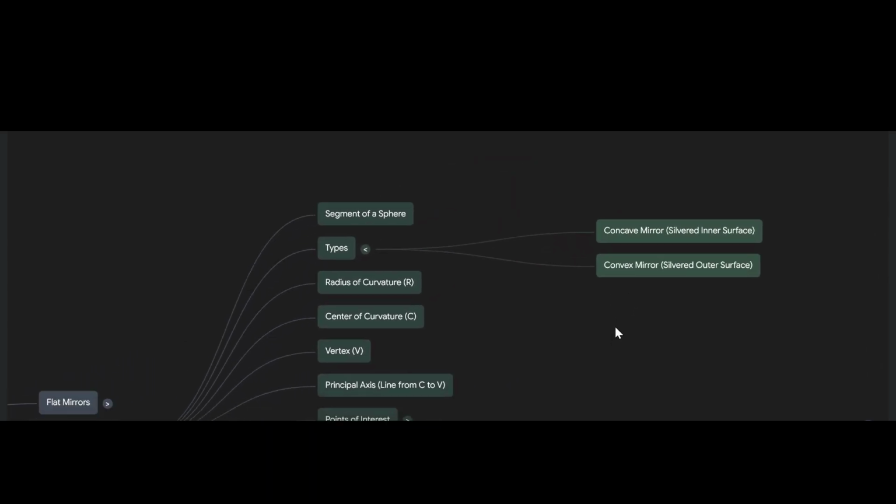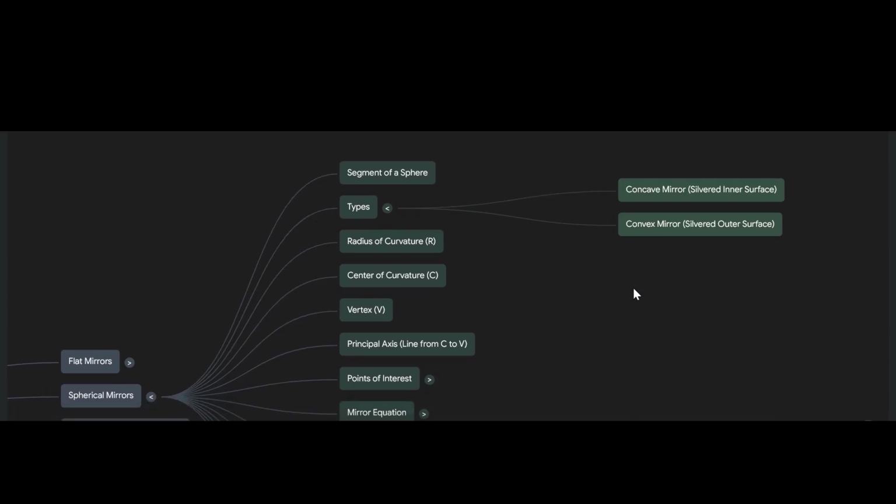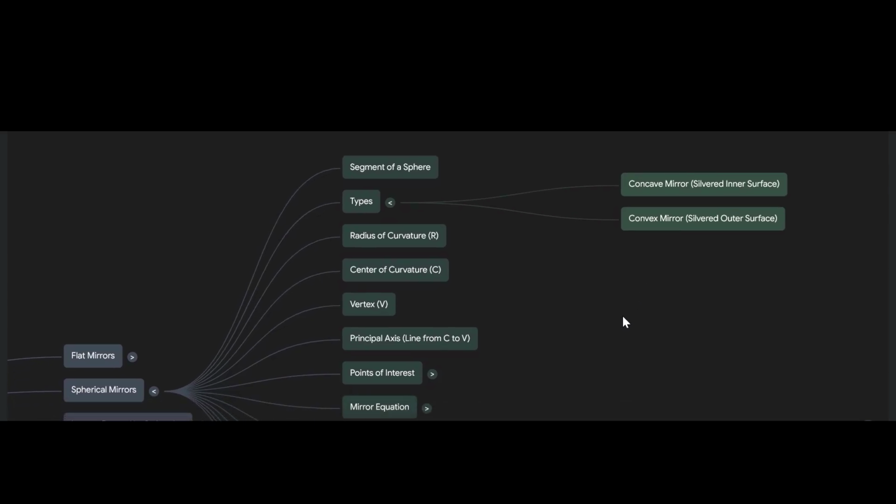And if the outside surface is reflective, it's a convex mirror. It bulges outwards, like the back of a spoon. Exactly like a spoon. That's the classic example. So concave and convex. Let's focus on concave first. What are the important bits we need to know? Terms and stuff. Right. Key terms.